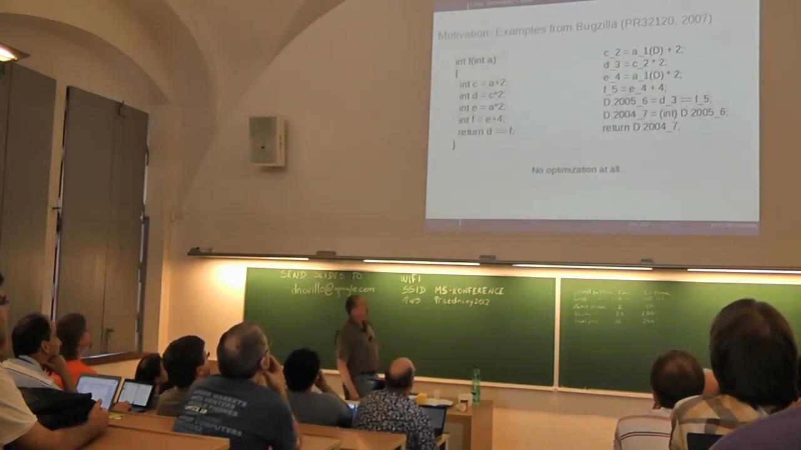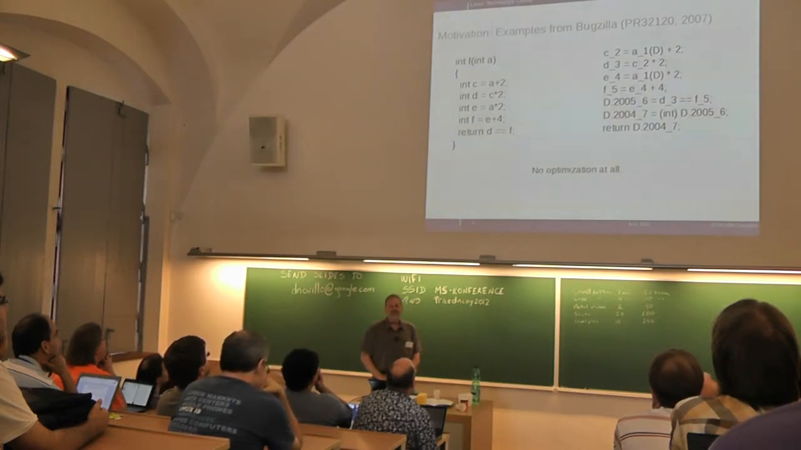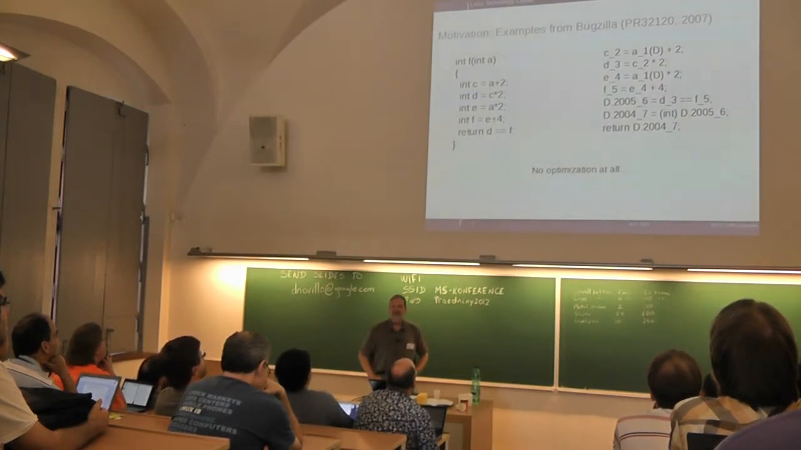Here's another embarrassing thing. In the example on the left, you'll see that we are calculating the value 2a plus 4 twice. And GCC is unable to recognize that fact, that we already know what 2a plus 4 is. So the first two instructions do it by adding a plus 2 and then multiplying by 2. The next two multiply a by 2 and a by 4. The code that we generate on the right is an exact copy.